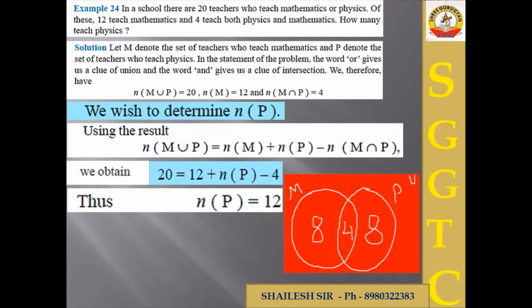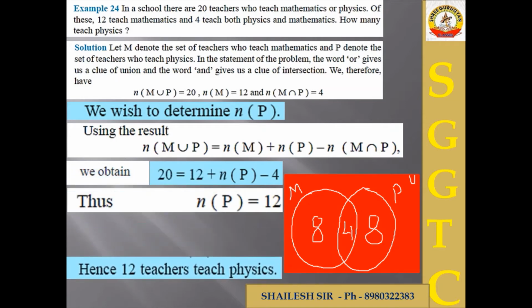Similarly for physics, I know the answer is 12, so 4 is already written. So outside, in the second circle, I wrote 8. Students, here the first 8 indicates only the math subject, and the second 8 indicates only the physics subject. So my last answer: hence 12 teachers teach physics.